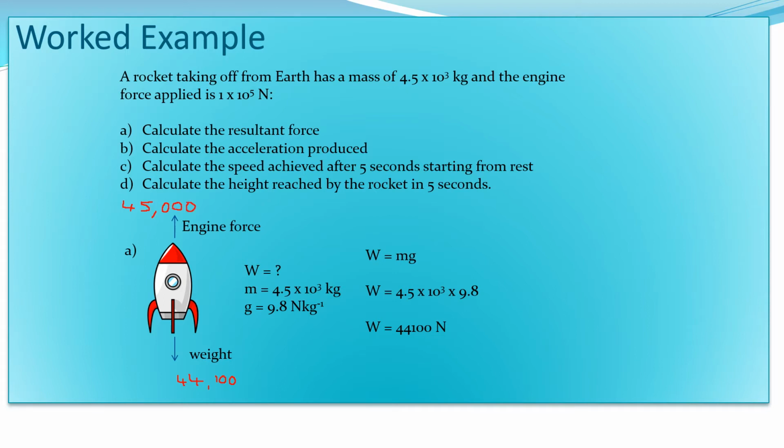So to work out the resultant force, we're going to have to do that 45, I've been silly, it's not 45,000 going upwards, it is 100,000. Anyone can make a mistake, there you go. It's 100,000 going upwards. And so, to work out the resultant one, we take that 100,000, we take away the weight, because that's acting against it, and that gives us that the resultant force is 55,900 newtons going up, and that's what makes the rocket take off.